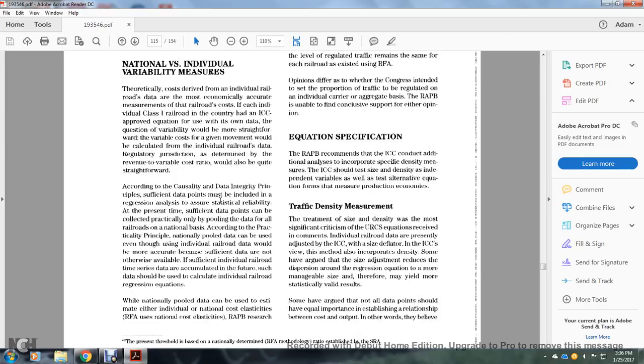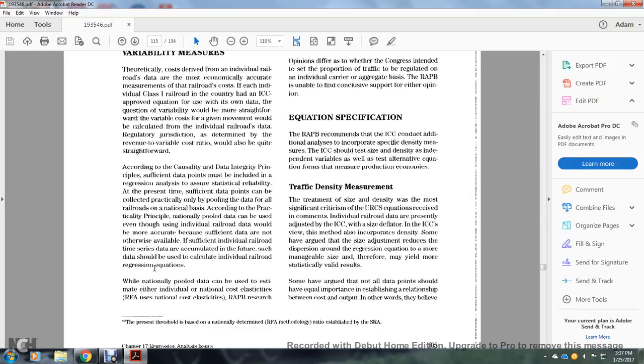According to the data integrity principles, sufficient data points must be included in the regression analysis for statistical reliability. At present, sufficient data points can practically be collected only with the pooled data for all the railroads on a national basis. According to the practical principle, national pool data can be used even though using individual railroad data would be more accurate, because sufficient data are not otherwise available. Insufficient individual railroad time series data has accumulated; in the future, such data should be used to calculate individual railroad regression equations.